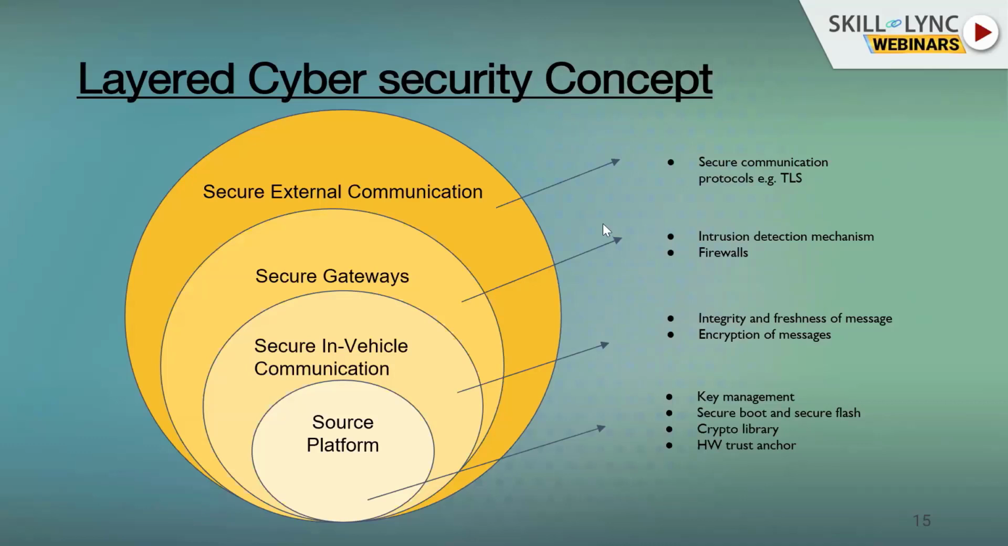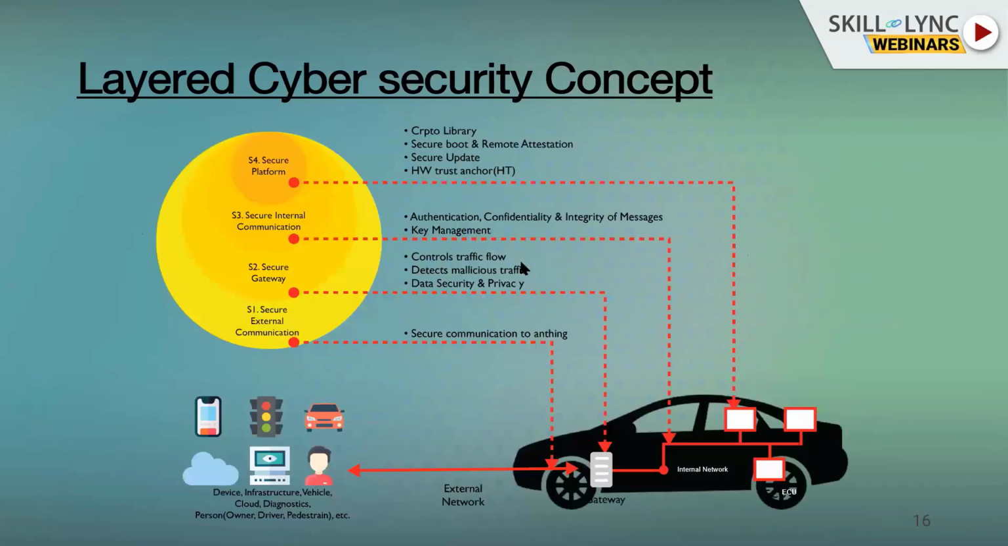Let's understand this from the perspective of a vehicle, where all those layers are implemented. So the first layer is your secure external communication layer. This is the layer which is securing the communication with the external world. All cloud communication, any type of communication with the mobile phone, or vehicle-to-infrastructure communication, everything you need to implement your security at this layer.